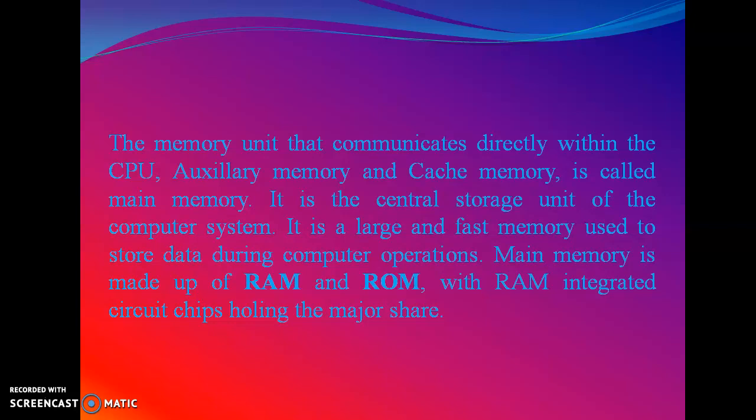Next, the memory unit that communicates directly with the CPU, auxiliary memory and the cache memory is called the main memory. It is the central storage unit of the computer system. It is a large and faster memory used to store the data during the computer operation. Main memory is made up of RAM and ROM, with RAM integrated circuit chips holding the major share.